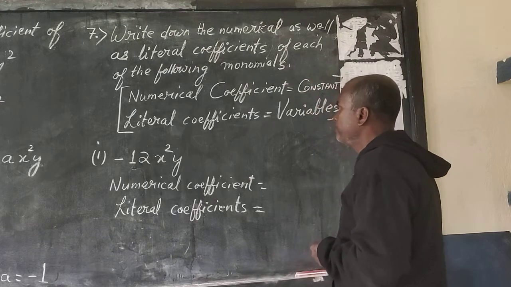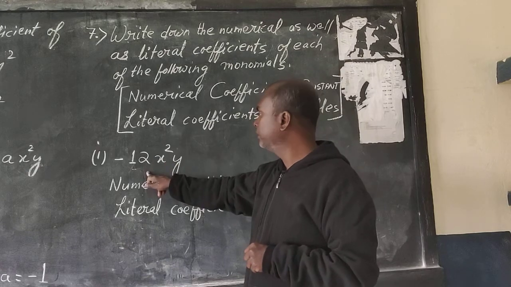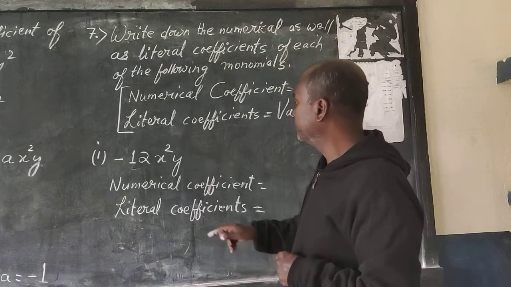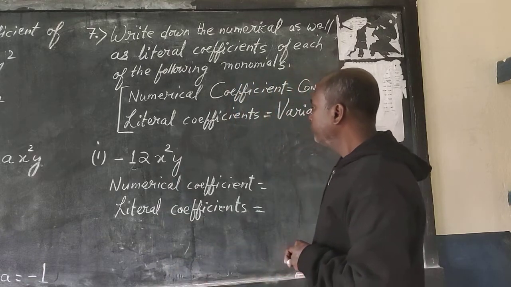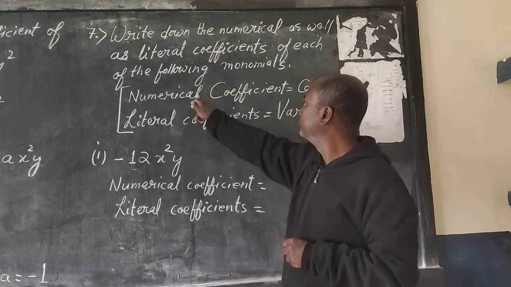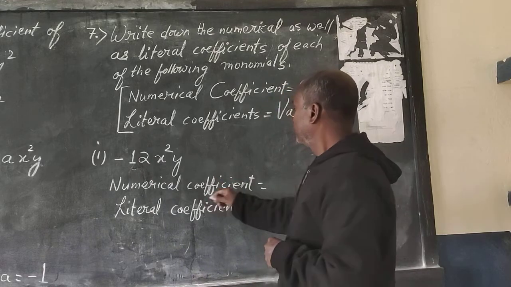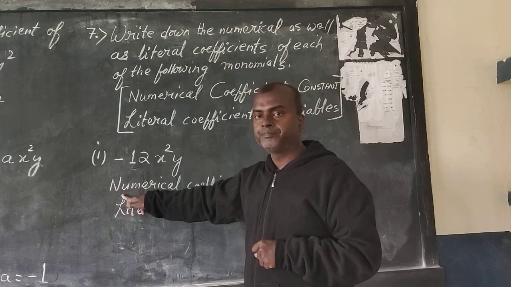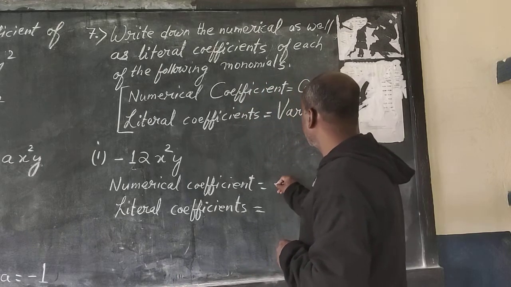Okay, literals. So now in question 7 part 1, we have this particular monomial minus 12x squared y. This is the expression that is given. So we have so many terms here. We have minus 12, we have x square, we have y. Now out of these terms, which is the number, constant or numerical coefficient? Minus 12 is the number. The word numerical itself comes from the word number. So the numerical coefficient is minus 12.